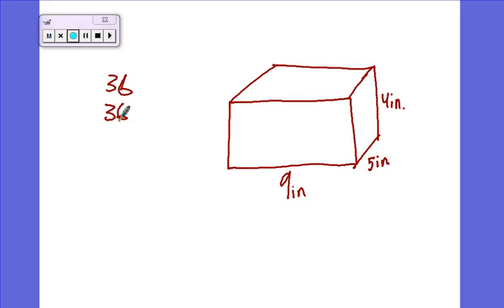The top is 9 times 5. 45. Okay, so the top is 45, it means the bottom is 45. The sides are 5 times 4, 20. So that's 20 and 20. Add them all up. And tell me the correct labeling.